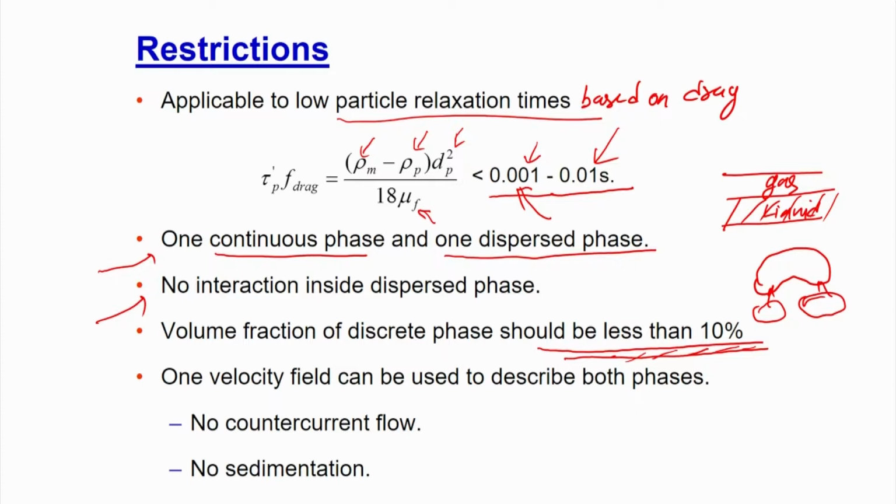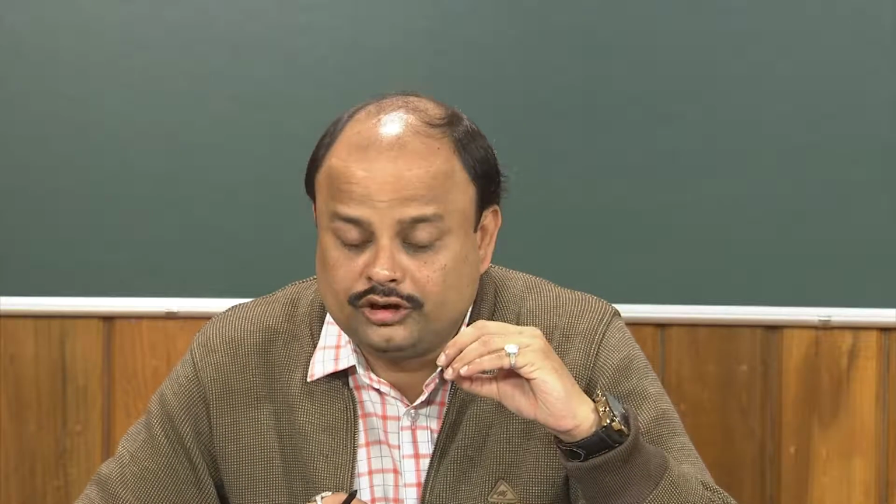So, this model ideally cannot be used for counter current flow and for sedimentation flow. It means where the particles are being settled down and the fluid is moving up. In this kind of flow, you cannot use this model, and even in case of counter current flow, say gas is coming from the top and liquid is going from the bottom, or vice versa, gas is going from the bottom to top and liquid is coming from the top to the bottom, you cannot use this model. The accuracy of this model will be limited. So, that is the major restriction.